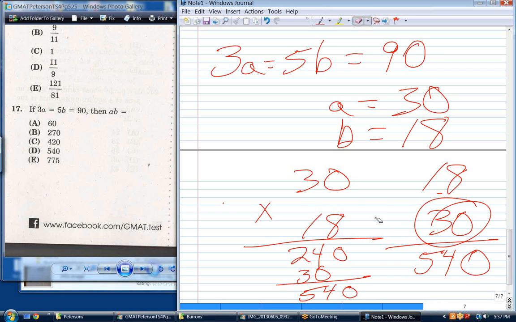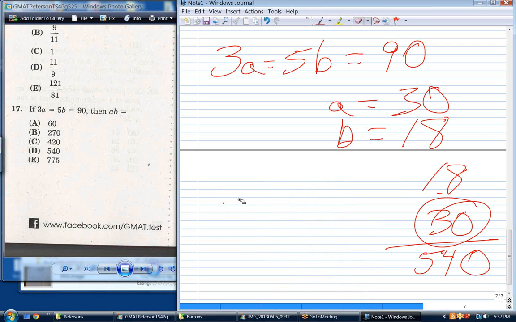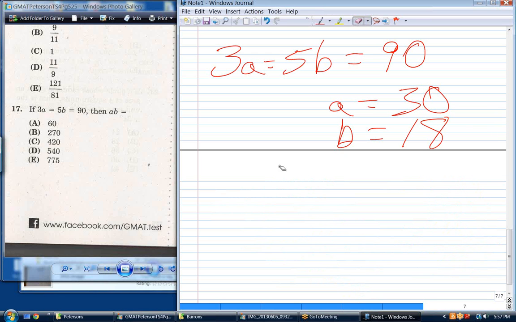I don't know how they teach you to multiply. Maybe it's not even this way. They just do it differently. They do it the same. It's just set up differently. Okay.